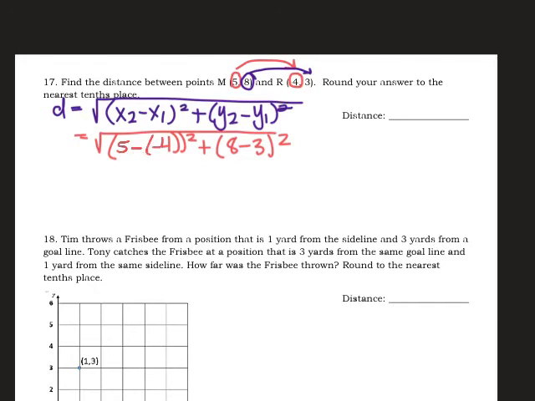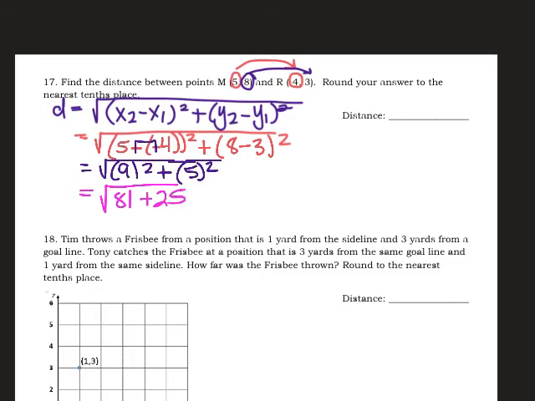So what's a negative and a negative? It makes it a positive. So what's 5 plus 4? So this becomes 9 squared. And 8 minus 3 is 5 squared. All right, who can give me 9 times 9? 81. Who can give me 5 times 5? 25. Can someone add 25 and 81 for me? All right, now I need y'all to take the square root.